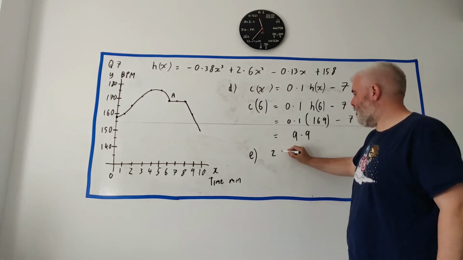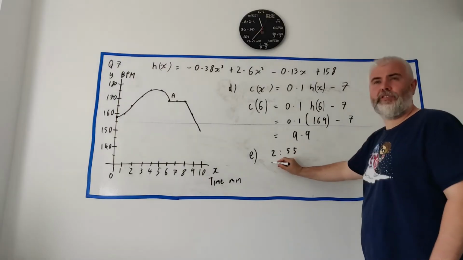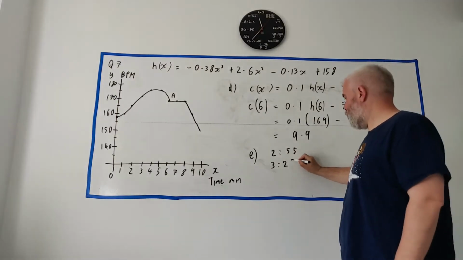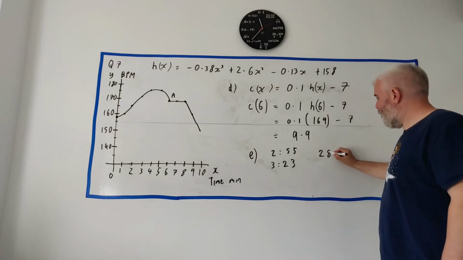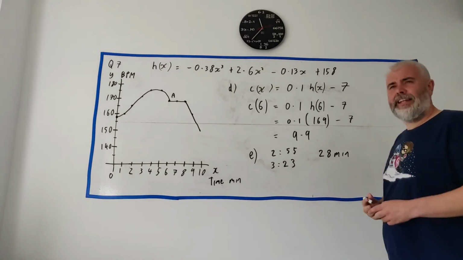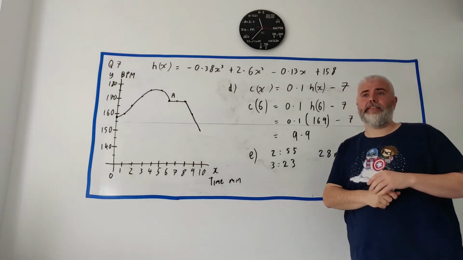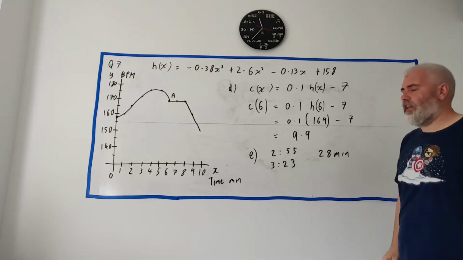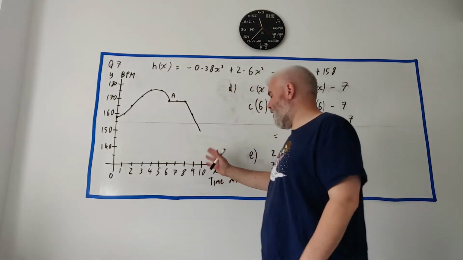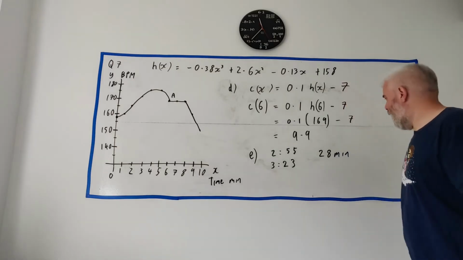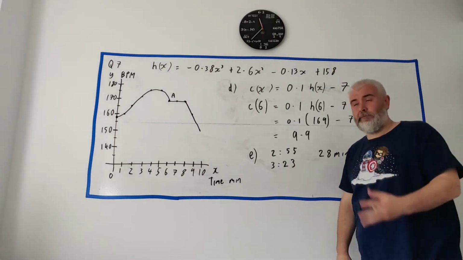They tell us he starts training at 2:55. He stops training at 3:23. So that's a total of 28 minutes. And then they tell us he's wearing a watch that beeps every 15 seconds. How many times does it beep in his training session? It says it beeps when he starts his training and it beeps at the end of his training. So first of all, every 15 seconds, that's 4 times every minute.